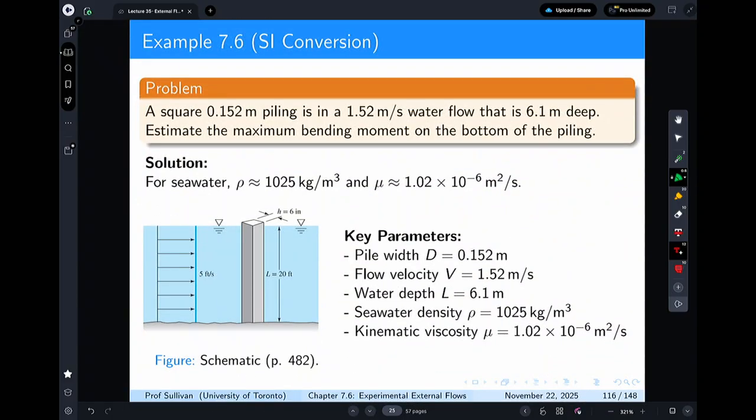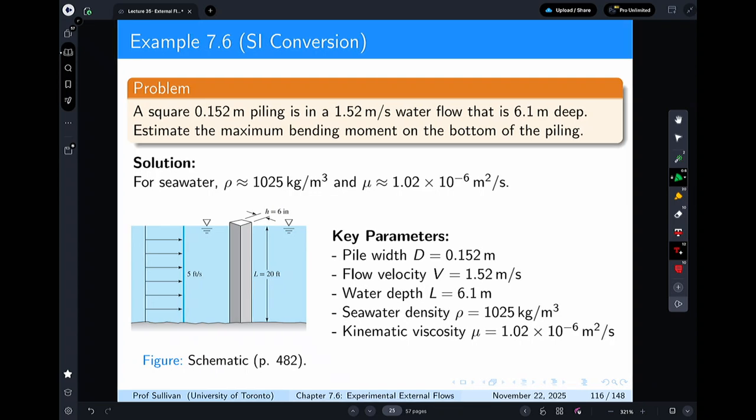So I have here a square 0.152 meter piling in a 1.52 meter per second water flow that is 6 meters deep. Estimate the maximum bending moment on the bottom of the piling. So I've got seawater, I've got viscosity, I've got a pile width, flow velocity, water depth, okay, all of that stuff.